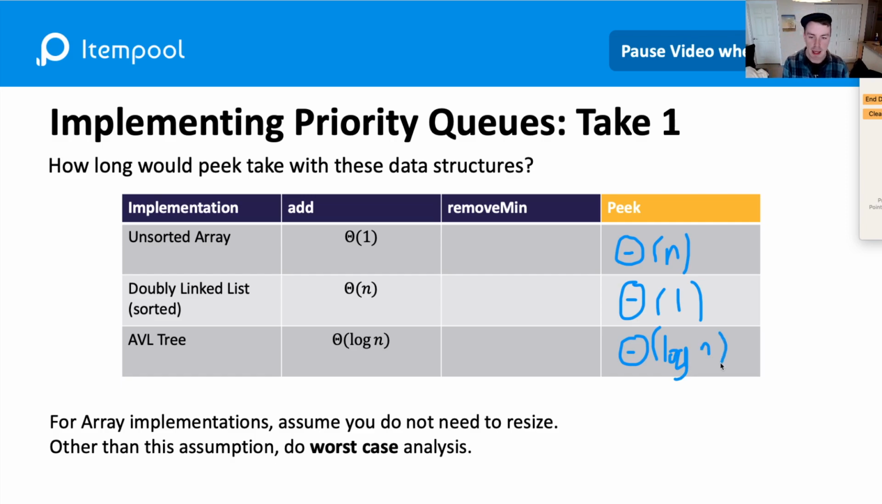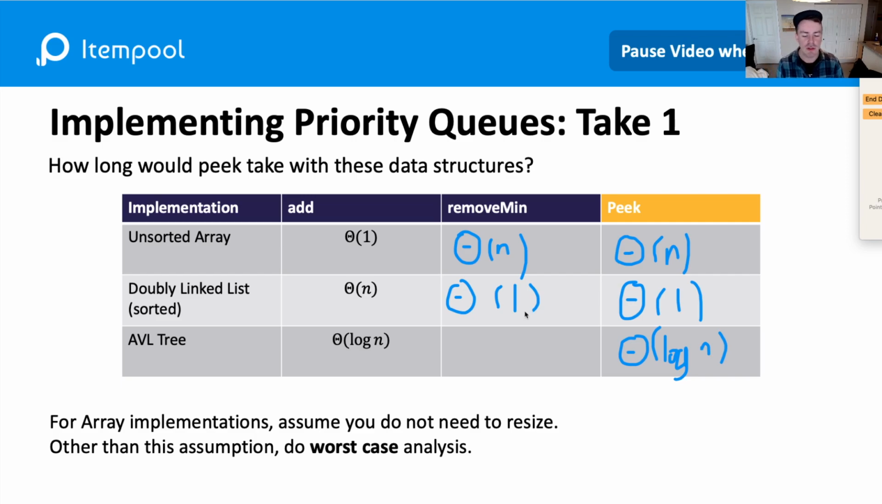Okay. Now for removing, it's going to be a very similar story. For the unsorted array, you would have to search and remove. That searching is still a big theta of n operation, but the removing is an additional big theta of n operation for the unsorted array. For the doubly linked list, if it's sorted, since we're just going to remove the thing at the front, this also ends up being O of 1, which is not too shabby.